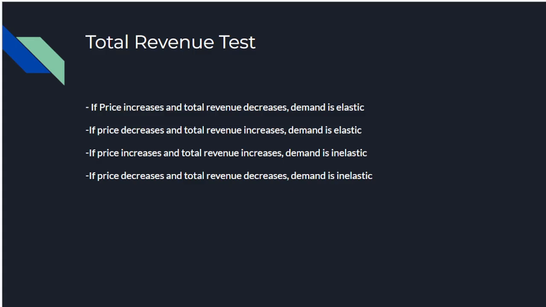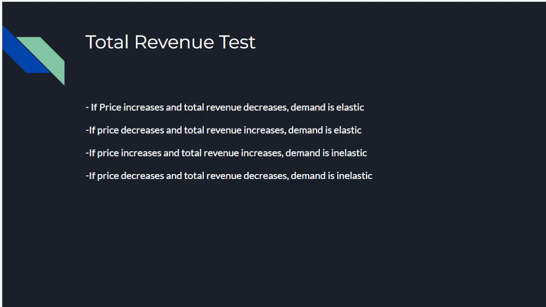And now let's talk about the total revenue test. The total revenue test is used to determine whether demand is elastic or inelastic, and it follows these main 4 points. If price increases and total revenue decreases, demand is elastic. If price decreases and total revenue increases, demand is elastic again. However, if price increases and total revenue also increases, demand is inelastic. And if price decreases and total revenue decreases, demand is inelastic.